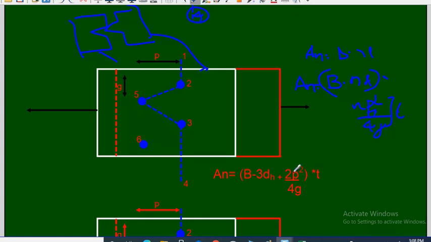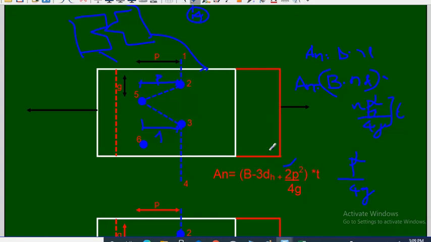How does this 2 come? This is one pitch, p, and this is another pitch. So two pitches, that is why 2 comes. P square by 4g is a constant as per the code, and that is how it comes into t.